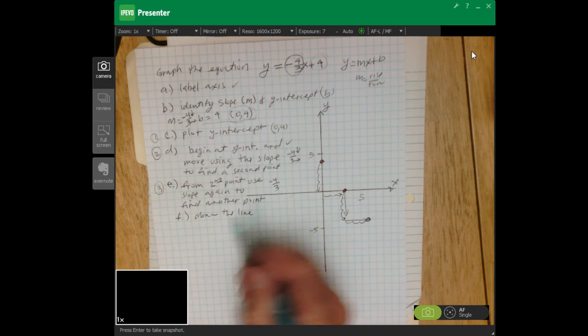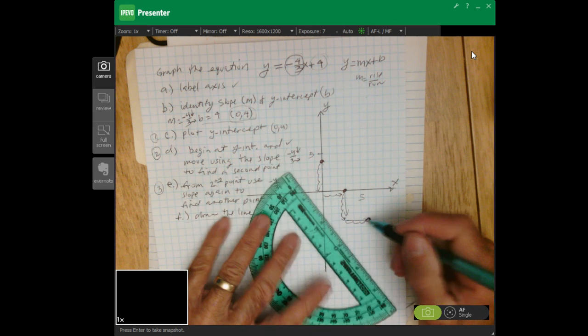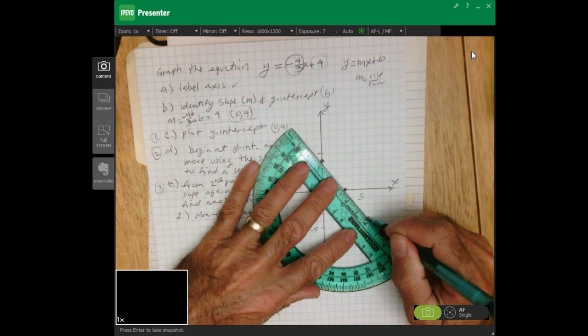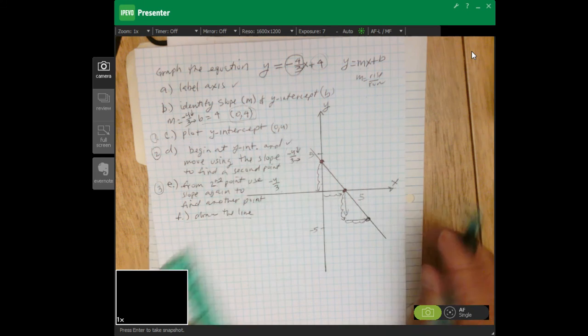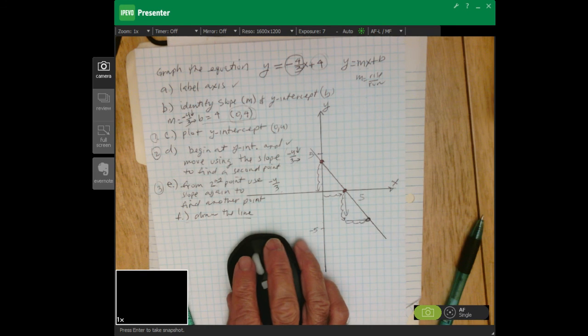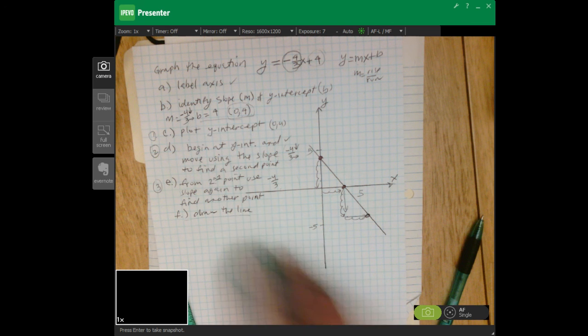So that's this one. Now we're going to draw the line. So you go from that point up to that point, and then you connect the dots and go all the way through. And that's it.